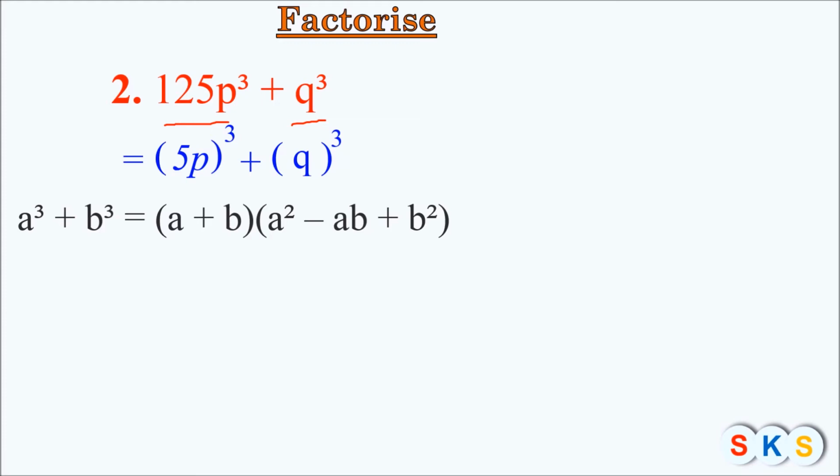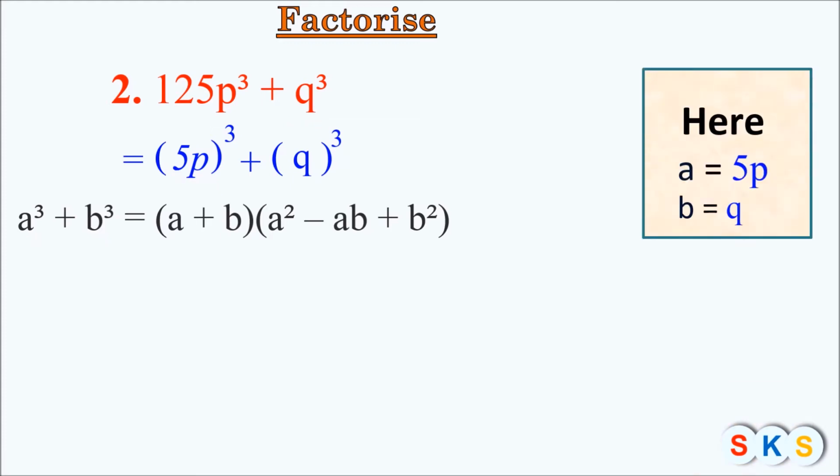Look here, the first term is the cube of 5p, so we will take a as 5p. The second term is the cube of q, so we will take b as q. We will make a note of the values of a and b. You can see in the box I have noted a equals 5p and b equals q. Now we will substitute the values of a and b in this formula.